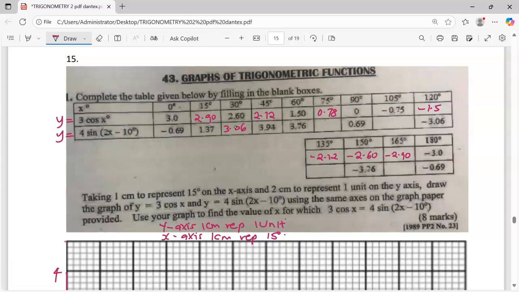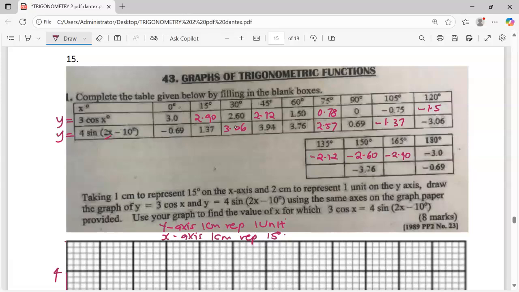Next we have 75 times 2, we are going to have 150 minus 10, which is 140. 4 sin 140 will give us 2.57. Next we are going to have 90. 90 already, it has been done. We go to 105. 105 times 2, you get 210. Minus 10, you get 200. So 4 sin 200 will give us negative 1.37.